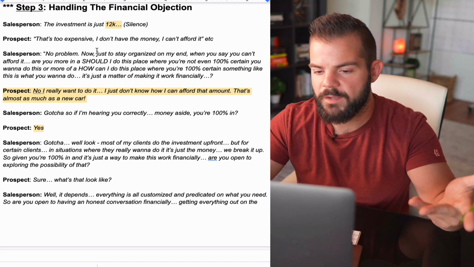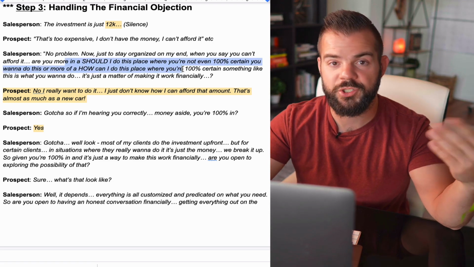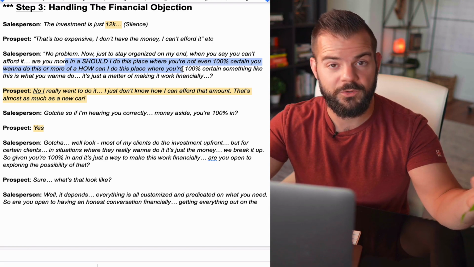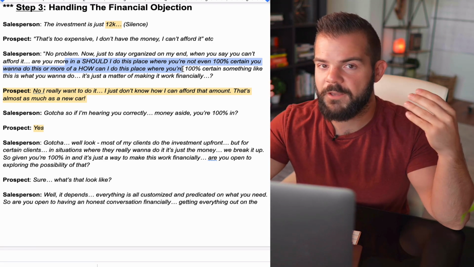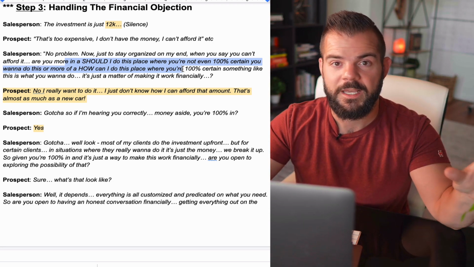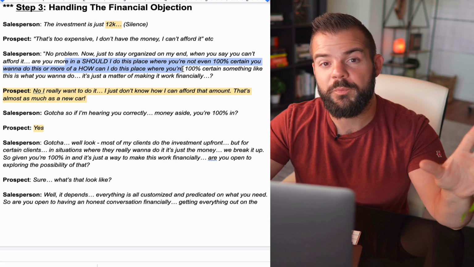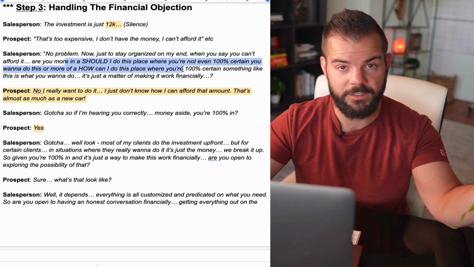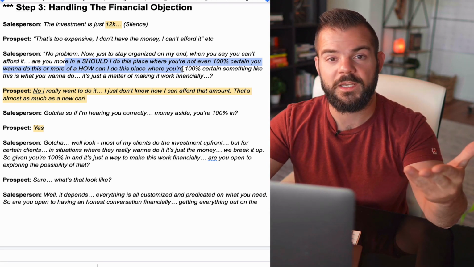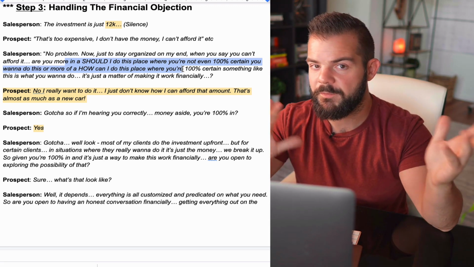Now, just to stay organized on my end, which is the reason why we're asking the question, when you say you can't afford it, are you more, and then I basically say, a should I do this place, or a how can I do this place? So another thing, you'll see me do this a lot during objection handling. During objection handling, they get very lizard brain, which, long story short, means very fight or flight. And it's hard for them to answer open-ended questions and think creatively and critically, because that part of their brain is shut off. They're very fight or flight. So what you gotta get in the habit of doing in your objection handling is, are you this or are you this? You gotta give them very binary options.